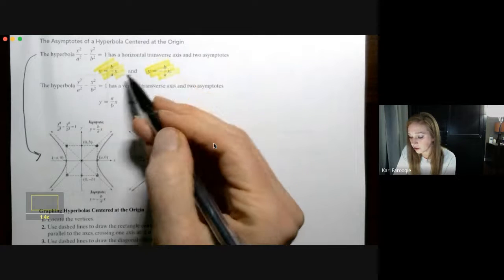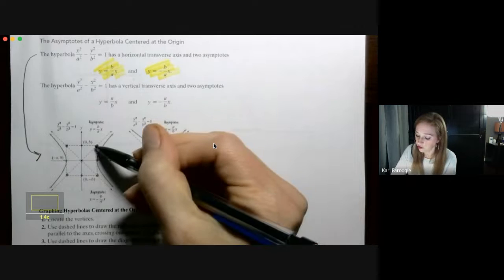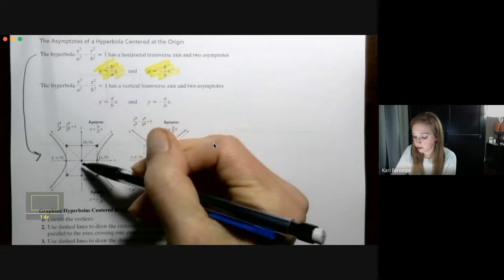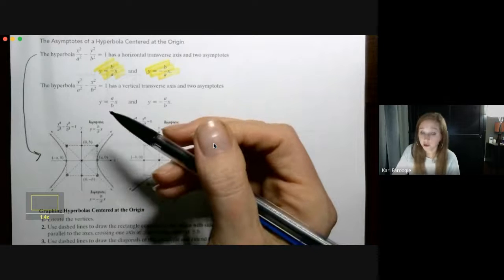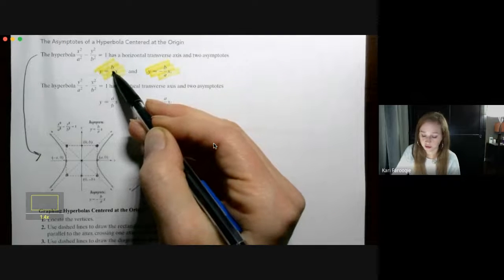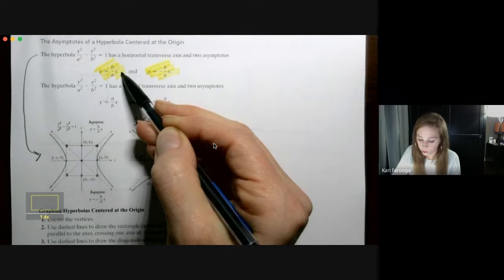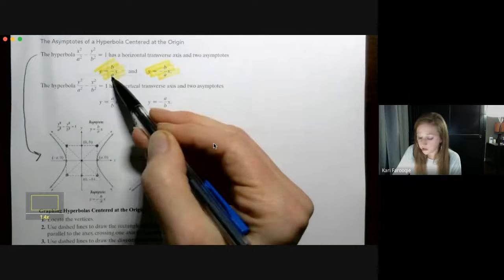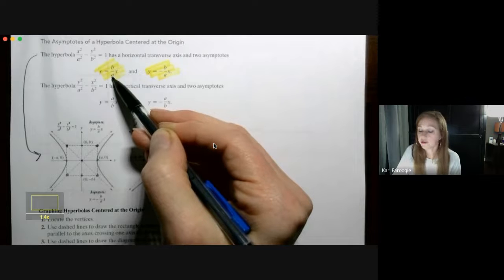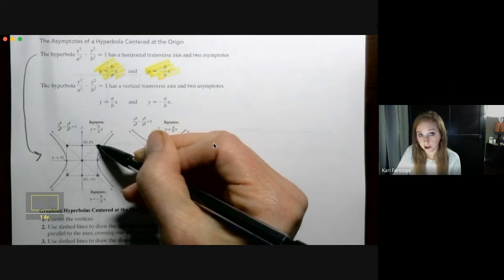And again, a lot of times you're going to be asked to give the equation for your asymptotes, but when you actually graph these, you're really just using the box. You're not thinking about, okay, I need to graph the line y equals b over a x. But if you're thinking about this in terms of the slope, remember that y equals mx plus b. Well, the b in this case is 0 because we're sitting at the origin. So y equals b over a x means the slope is b over a. If the slope is b over a, that means the rise over the run is b over a.